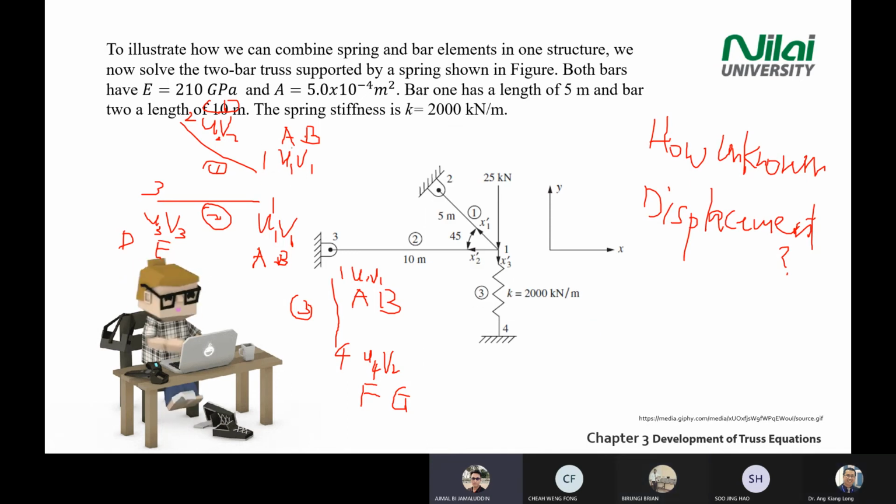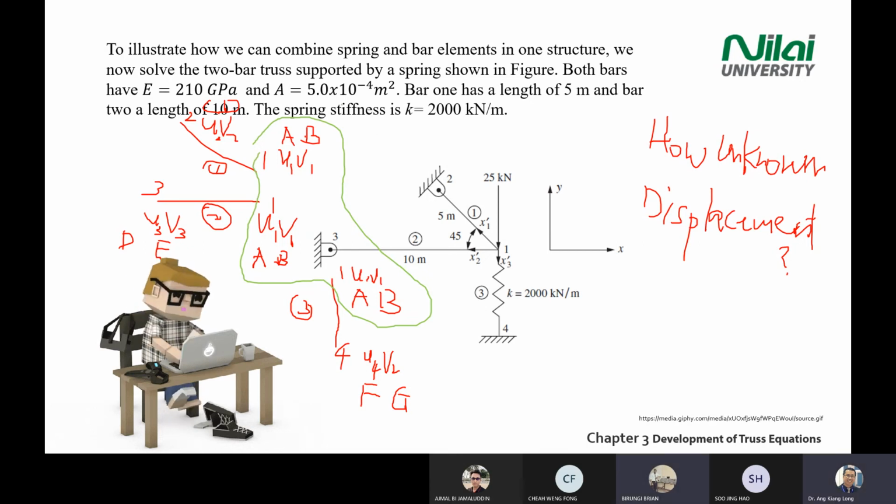Okay, so what does it mean if I write A, B here, or U1, V1, and U1, V1 here, or U1, V1 here? Are they the same? Yes, the same. This one, AB, is free to move. So if they are the same, do you count as 6, or do you only count 2?